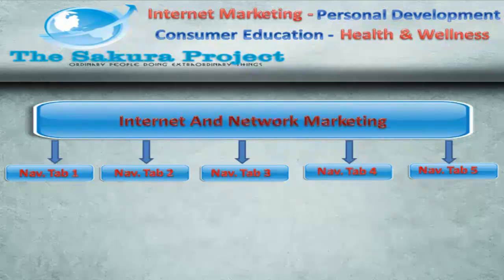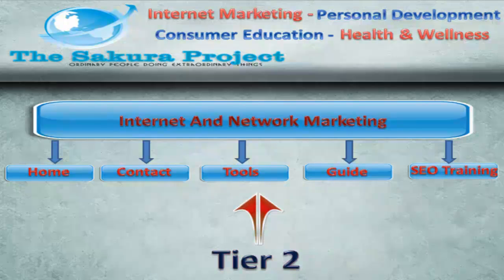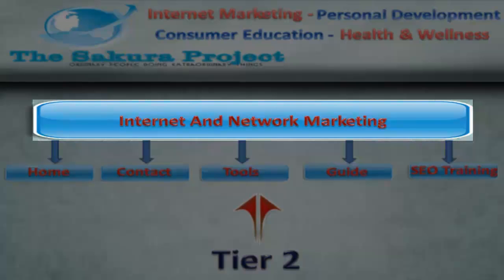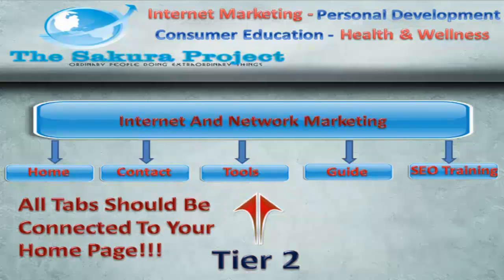Of course, most websites have navigation tabs so you can work your way around the website, right? One page is usually home. Another one is contact. One could be tools. Tools of internet marketing is definitely related to internet and network marketing, as is guide to online marketing and search engine optimization training. Let's call these 5 tabs our navigation tabs. They would be considered to be Tier 2. So Tier 1 is our home page, and Tier 2 is our pages. Now all of your tabs should most definitely be connected to your home page.